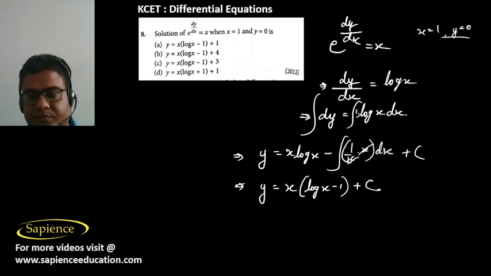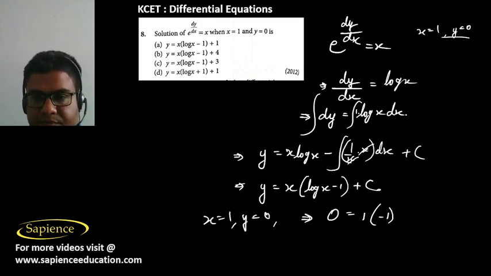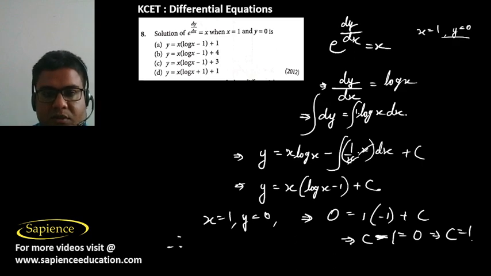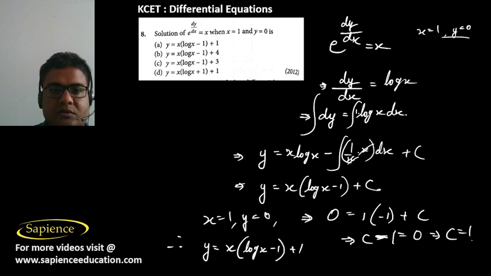Now it is told that when x is equal to 1, then y is 0. Therefore, I can say 0 equals 1 into log 1 minus 1 plus c, so c minus 1 equals 0, that is c equals 1. Therefore, the required particular solution is y equal to x into (log x minus 1) plus 1. A is the correct answer.